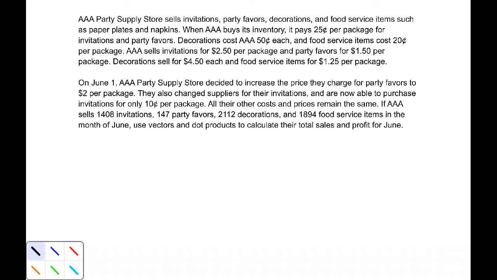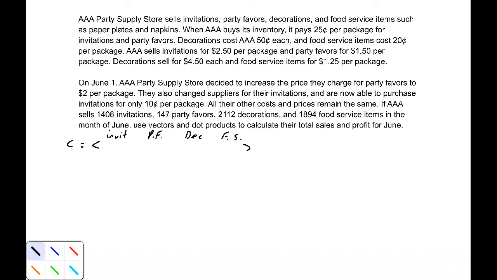Now, first, I'm going to write several vectors. One is the cost vector. So C, I'm going to write this as the vector, and I'm going to go in order here. This will be invitations, my first component. My second component will be party favors, which I'll abbreviate as PF. Decorations for my third component, and food service, or FS, for my final component.